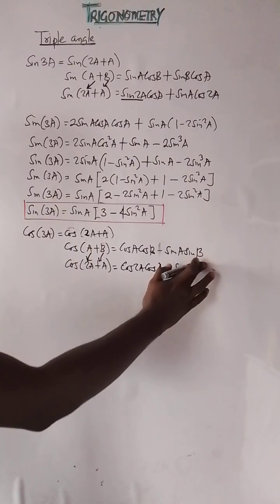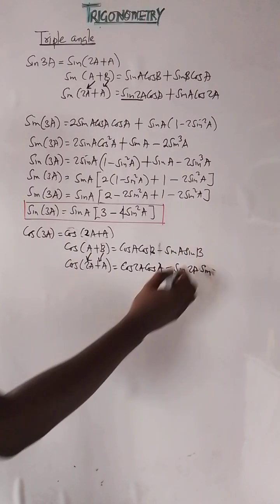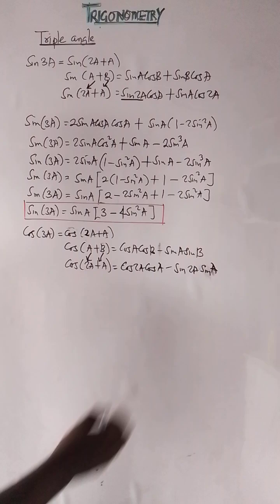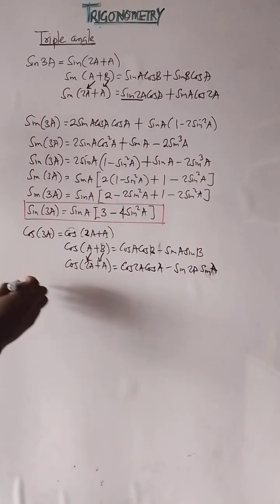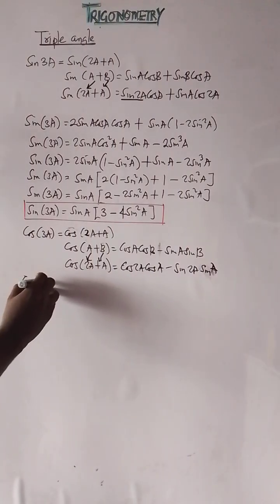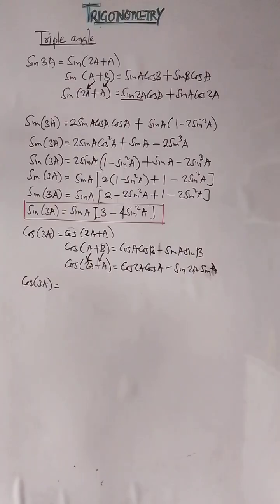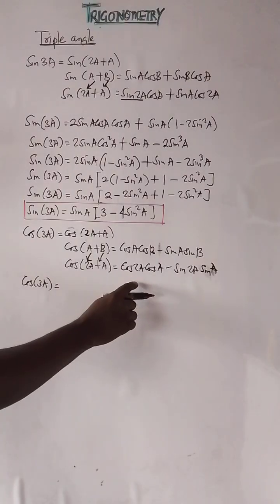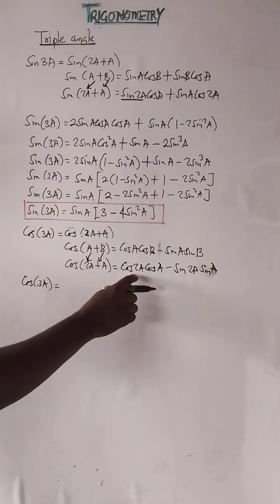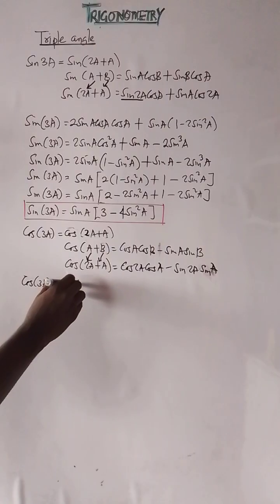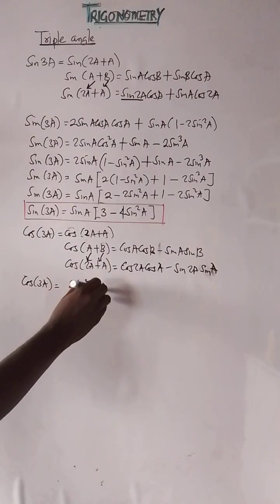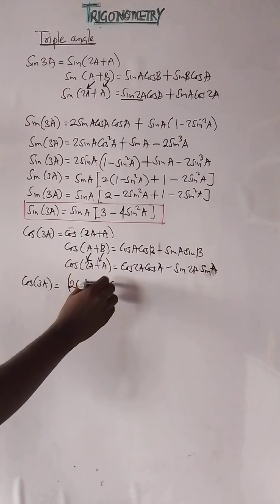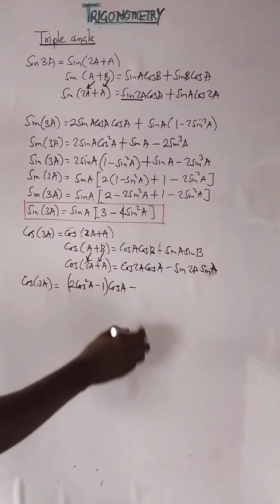Then sine, what is B? B is A. So A plus 2A plus A is cos 3A equals to. Now what is the identity for cos 2A? If you check cos 2A, this time around in terms of cos, it is 2 cos square A minus 1. That's cos 2A. Then we have times cos A minus what?